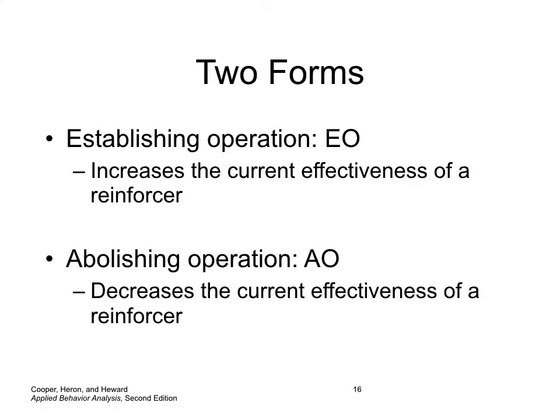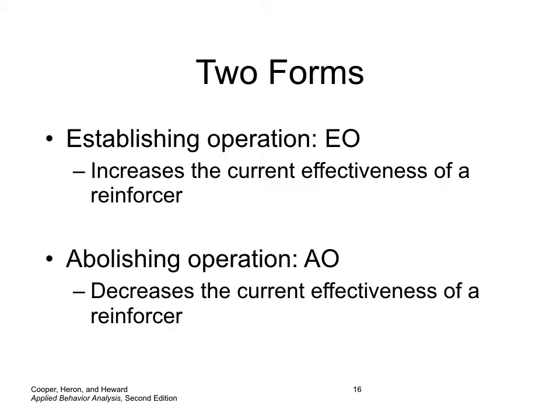Motivating operations have two forms. The first one is E O. An M O, or motivating operation, that increases the current effectiveness of a reinforcer is called an E O, establishing operation. An example is food deprivation making food more effective as a reinforcer. When you're hungry, you really want to have food, right?